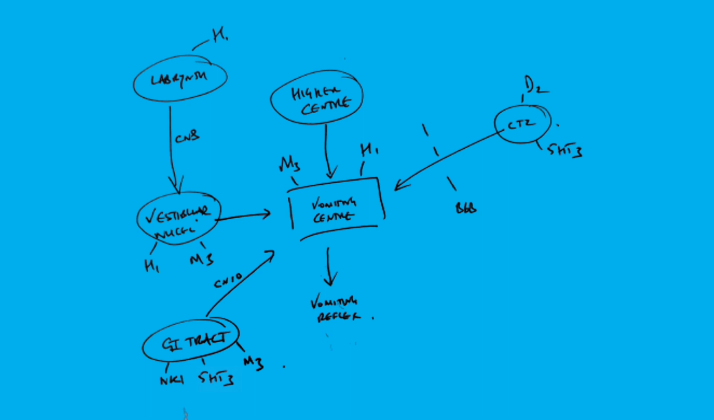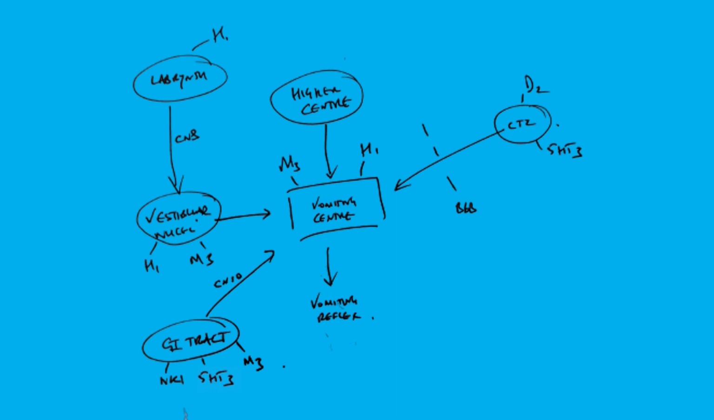Higher centres can induce vomiting by both sensory, i.e. sight and smell, and psychological inputs, i.e. anxiety and memory problems. The labyrinth and vestibular nuclei contain H1 receptors. Triggers include middle ear disease, surgical interventions, or motion sickness.